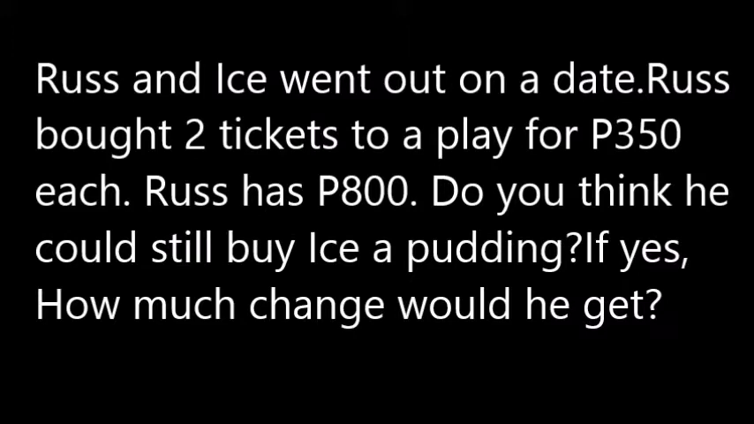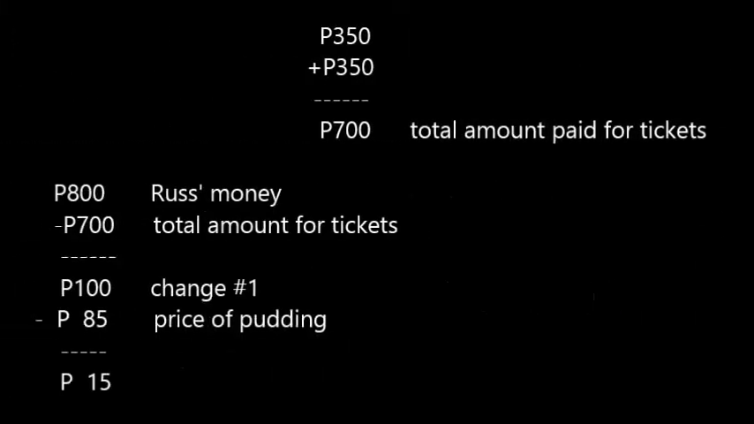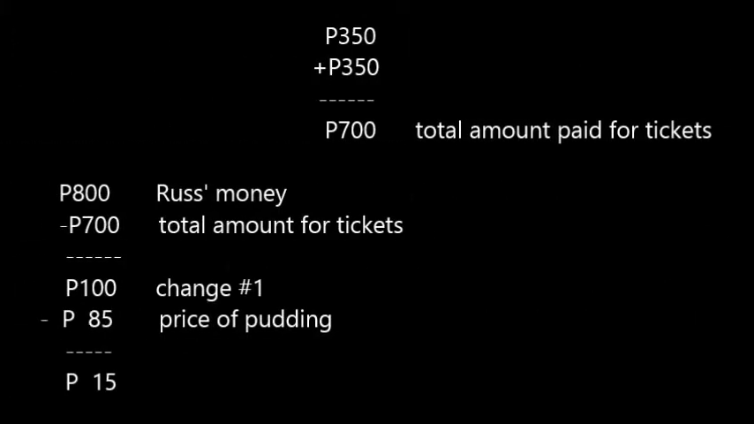The answer is yes. Now let's just add 350 plus 350. We will get 700 pesos. That is the total amount paid for the tickets. We're going to subtract that from Russ's money, which is 800 pesos. So for the first change, he has 100 pesos. Now we're going to subtract the price of the pudding, which is 85 pesos. So he gets 15 pesos as change.